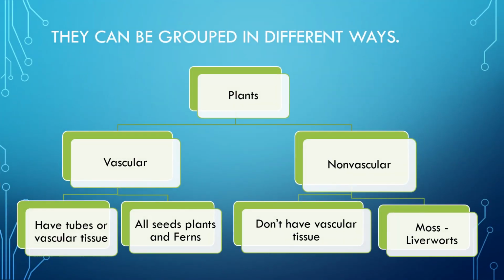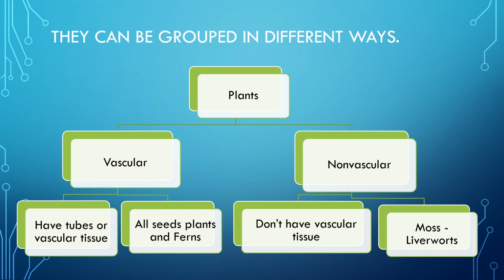Now, scientists group plants in two different ways. The first way to group plants is vascular and non-vascular. As you know, we studied this in grade 4. Vascular plants are plants that have tubes, also known as vascular tissue. They are the tubes inside of plants that move water and sugar up and down the plant.